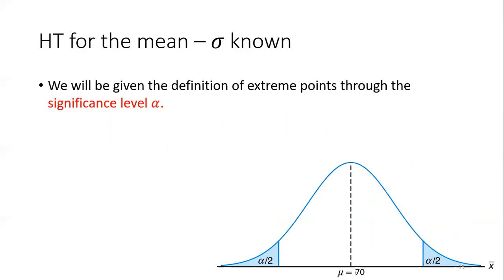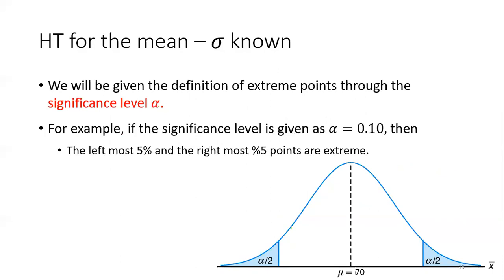So alpha, which is defined as the significance level, will define the extreme points. How? Let me just continue. If the significance level is given as alpha equal to 0.10, then you just divide alpha by 2, so 0.05 here and 0.05 here. If you sum them up, 0.05 plus 0.05 is equal to 0.10.